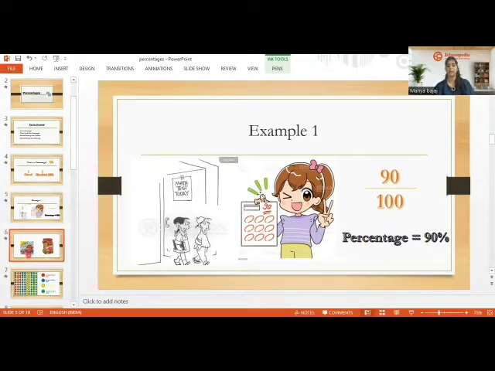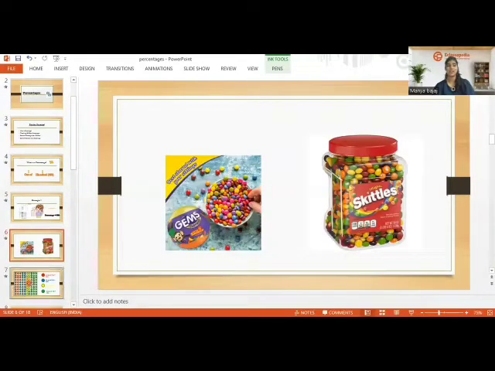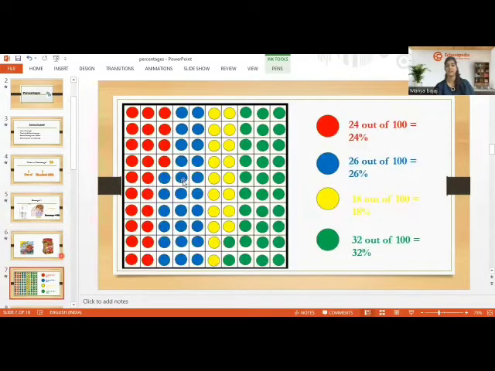One more example I would like to give you. This is a bottle of gems, in which there are different colors of gems, like red, blue, yellow, and green. Red gems are 24 out of 100, that means 24% is red color. Blue is 26, that means 26% is blue color, sorry. Yellow is 18, that means 18% is yellow color. 32 is green color, that means 32% is green color.